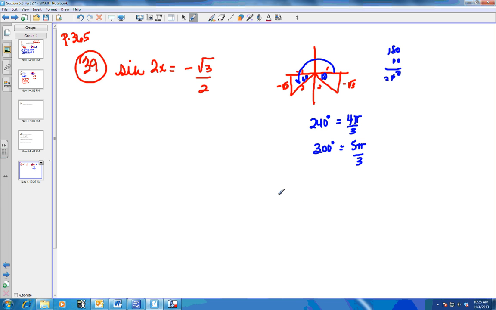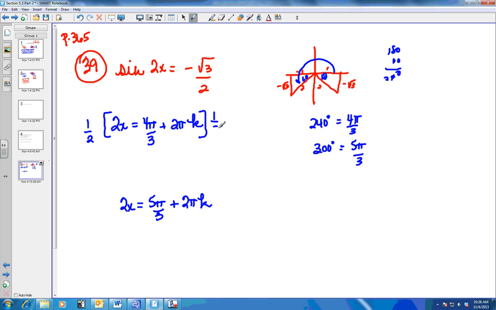Okay, so we know that the period for sine is 2 pi. So I'm going to say my angle 2x equals 4 pi over 3 plus every 2 pi after that. And then I'm going to write my angle equals 5 pi over 3 plus every 2 pi after that. Now to solve for x, I'm going to divide everything by 2 or multiply everything by 1/2.